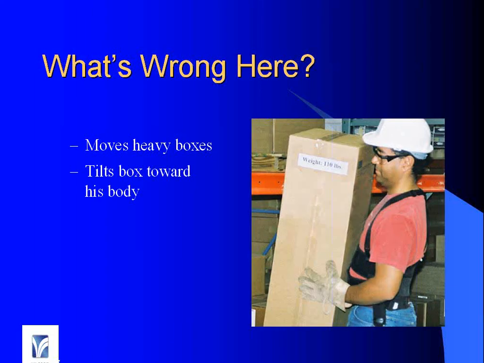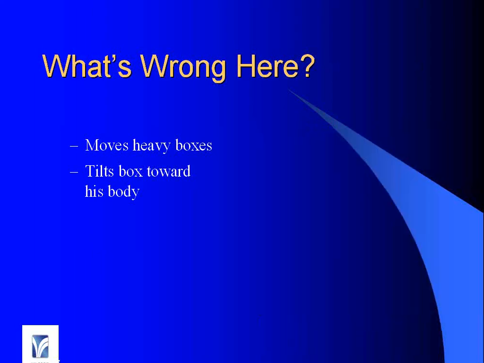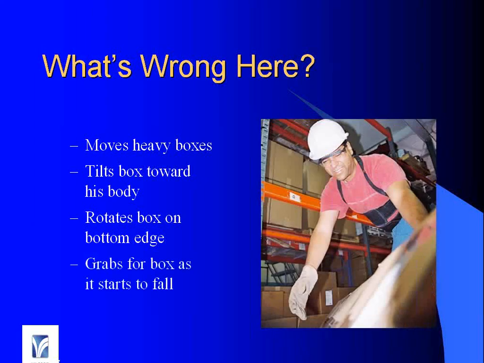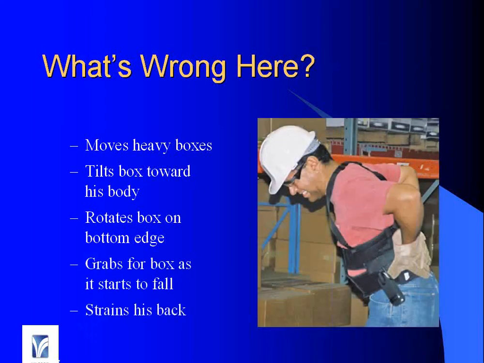He tilts the box towards his body. The man stands the heavy box on its end, then rotates it on its bottom edges so that he doesn't have to lift it onto the pallet. Suddenly, the box starts to fall over as he's moving it. He tries to catch the box as it's falling and strains his back.